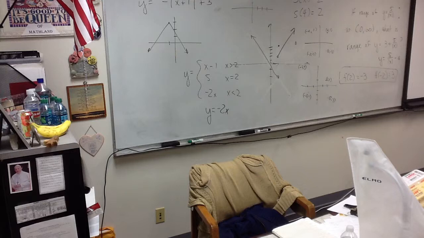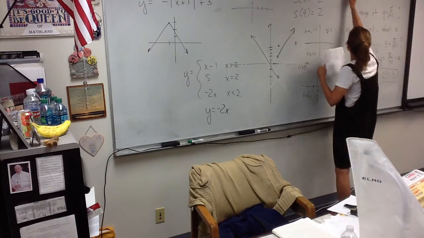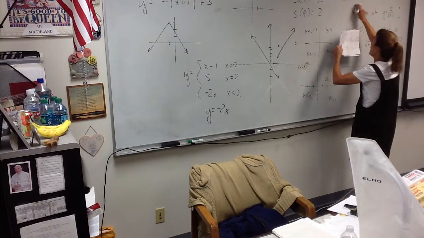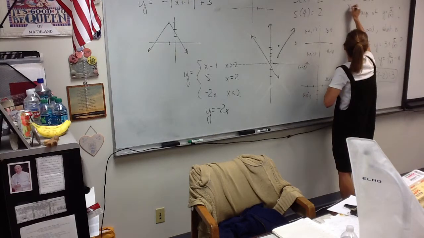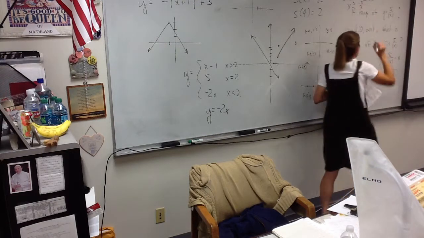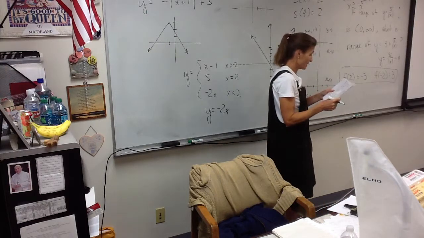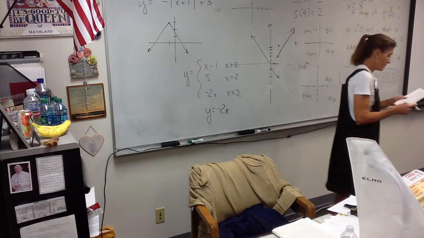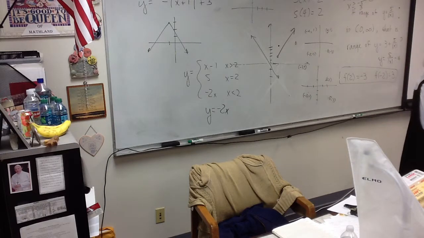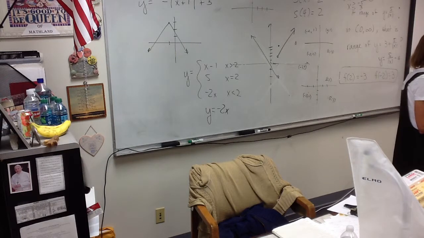What's the domain? We haven't talked too much about domain today. What's the domain for A? Greater than or equal to negative 5/3? Because whatever is under the radical has to be bigger than or equal to 0. So that would say x is bigger than or equal to negative 5/3. Perfect. B. All reals. Good. C. X is not equal to 5.